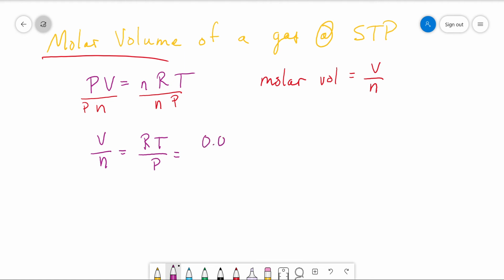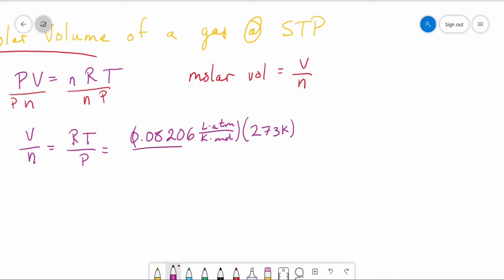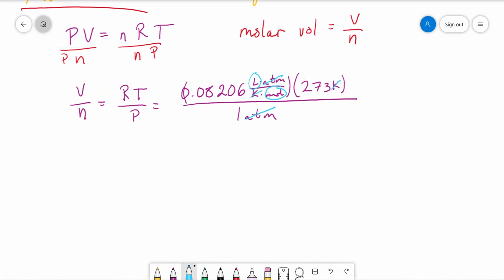We get 0.08206 liters times atmospheres divided by Kelvin times moles, all times 273 Kelvin over 1 atmosphere. And let's look at the units. Atmospheres go away, Kelvin goes away, and what are we left with? Liters over moles, okay, molar volume.